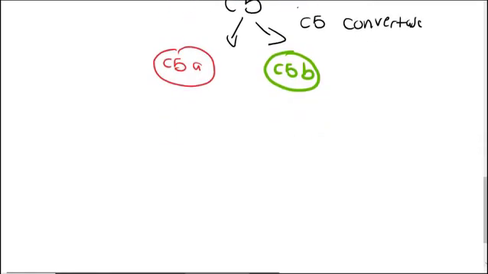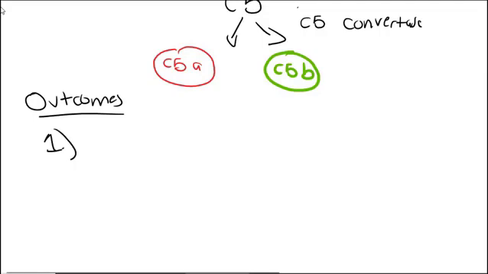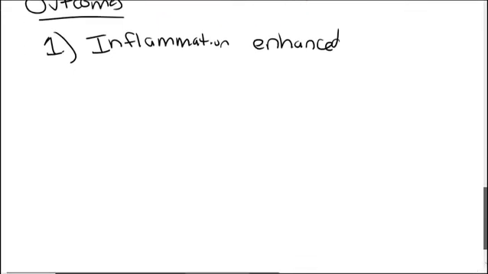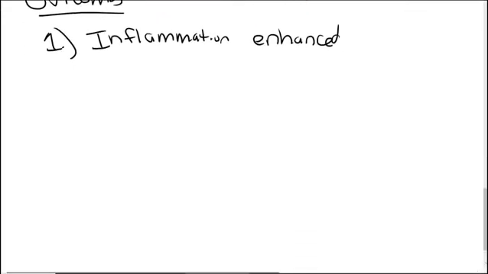So a few things happen after activation. These are the outcomes of the complement system activation. The first outcome is that the inflammatory response is going to be enhanced. There are two proteins in the complement system that enhance inflammation, and they are C3a and C5a. So C3a and C5a are going to enhance the inflammatory response.